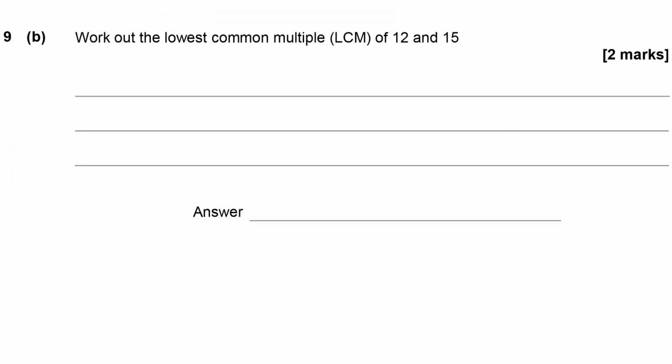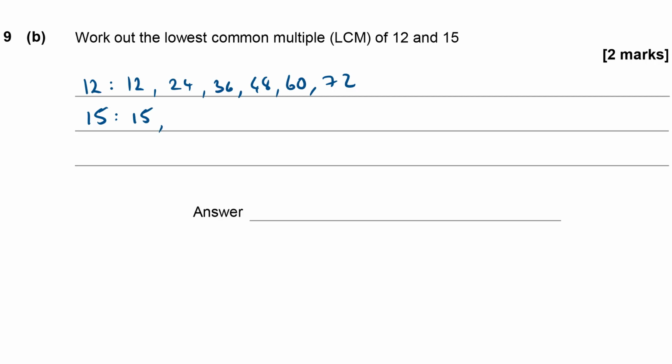Okay, next one. Work out the lowest common multiple, LCM, of 12 and 15. Many students get LCMs and HCFs mixed up. So we want the smallest number that is a multiple of both 12 and 15. The multiples of 12 are the numbers in the 12 times table, like 12, 24, 36, 48, 60, 72, and so on. Just write down the first few multiples of 12 and then switch over to the other one, 15.